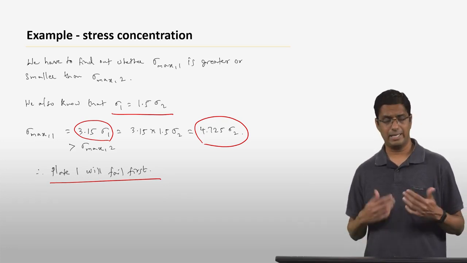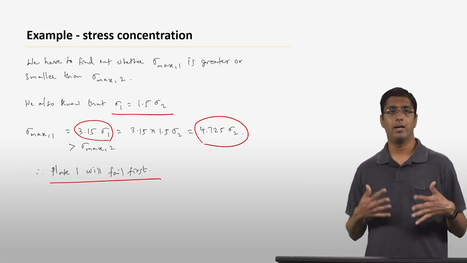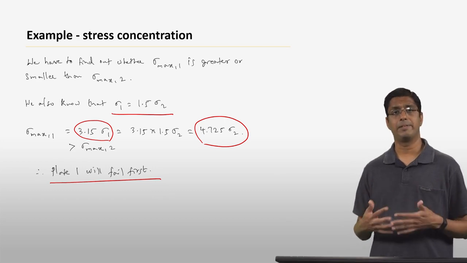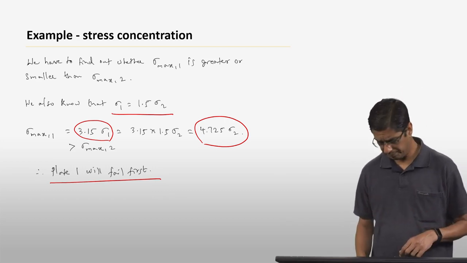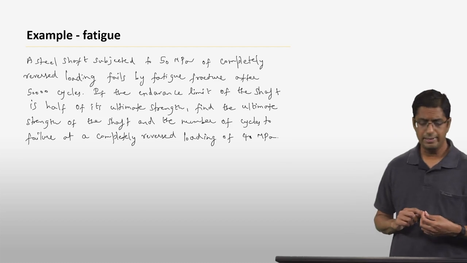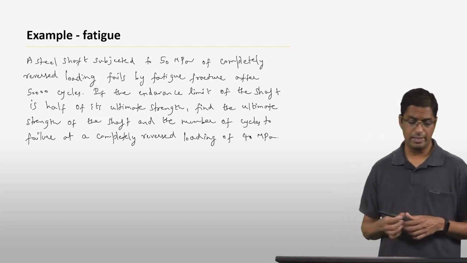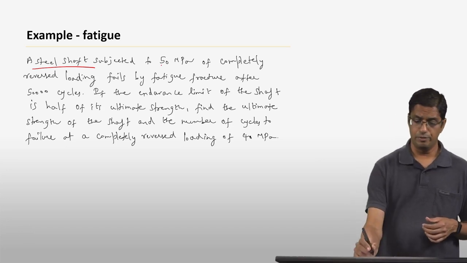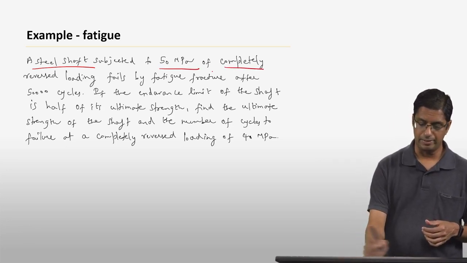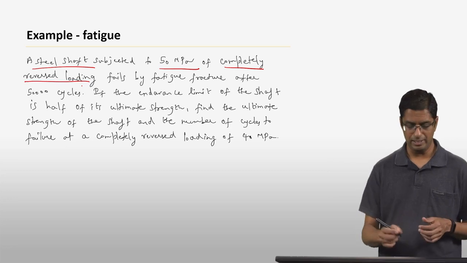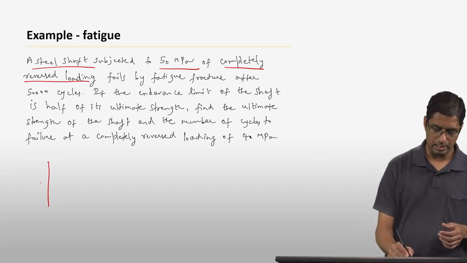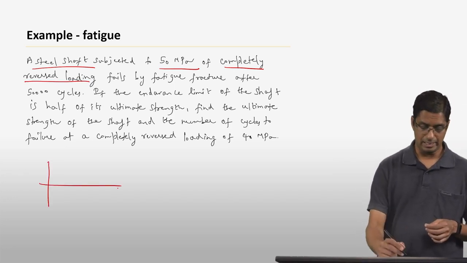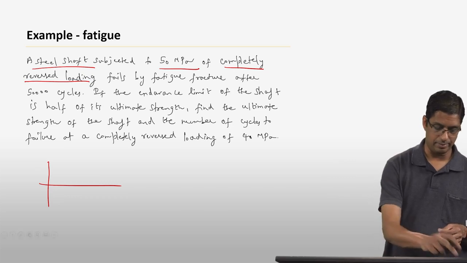Now we look at, again, a fairly straightforward example on using the concepts that we learned in terms of fatigue. In this case, you're given that a steel shaft is subjected to 50 MPa of completely reversed loading. So what does it actually mean? Essentially, if you look at the stress in the shaft, it has a profile like this.